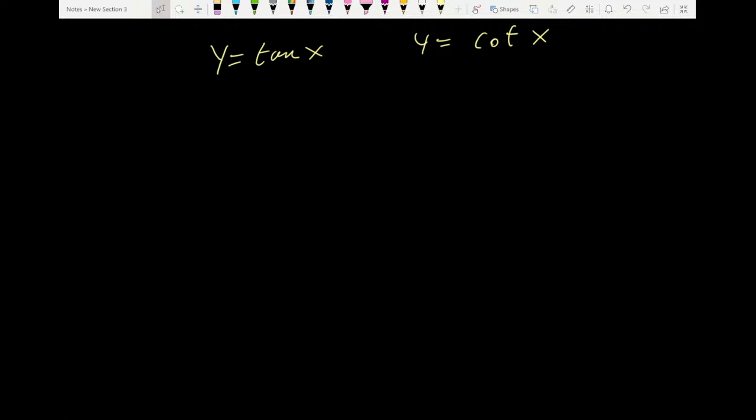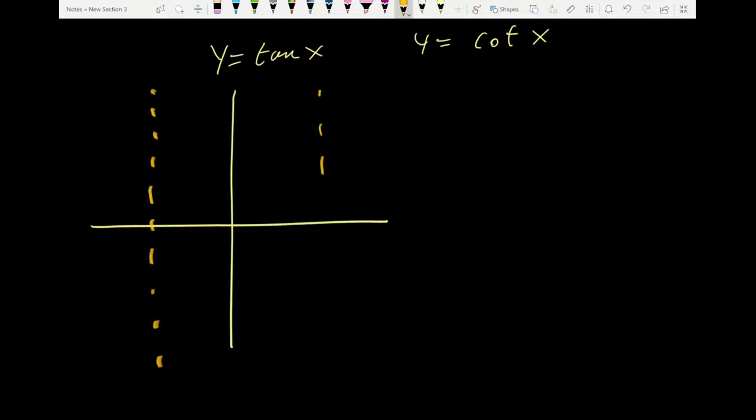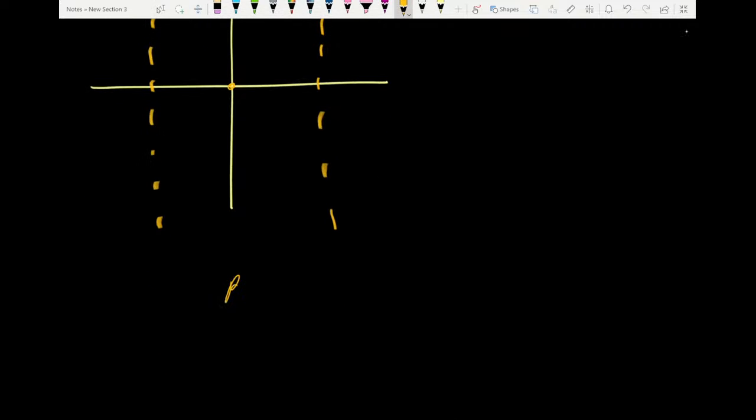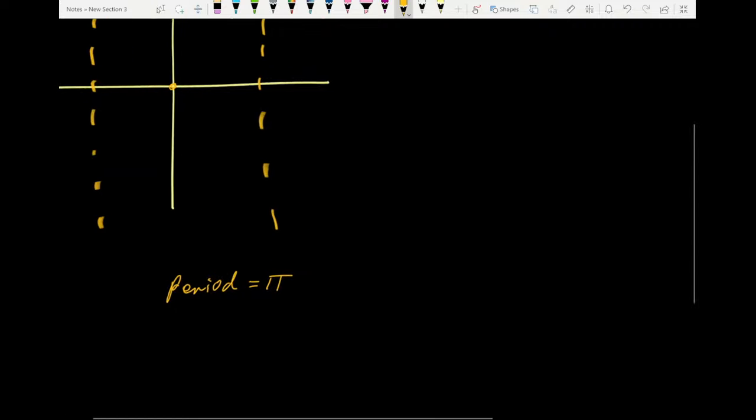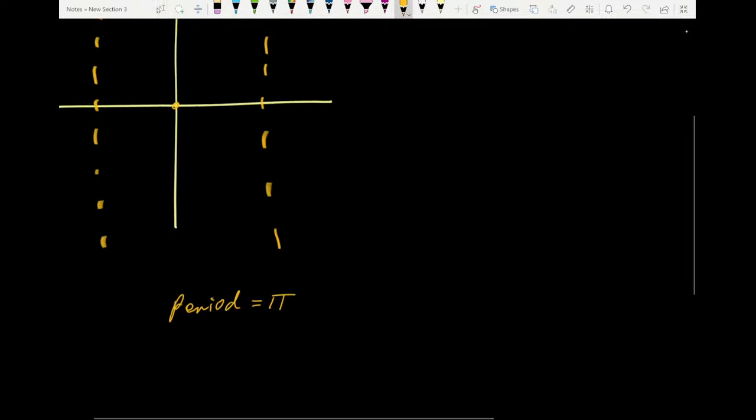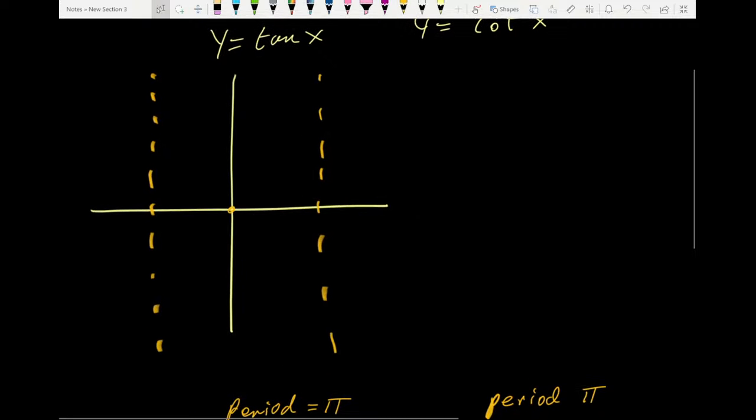Well, for tangent and cotangent, you don't have to look at 5 key points. You just have to look at 3 key points. For tangent, we just look at the 2 endpoints and the middle point. So the period for tangent is pi, and they're periodic for every pi. Same for cotangent. The period for cotangent is also pi, but they're a little bit different.